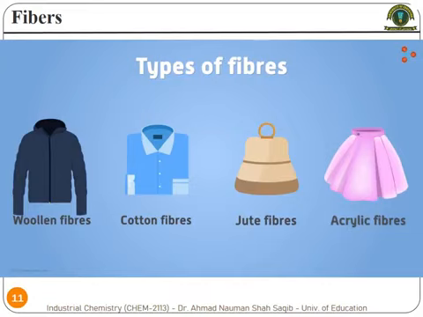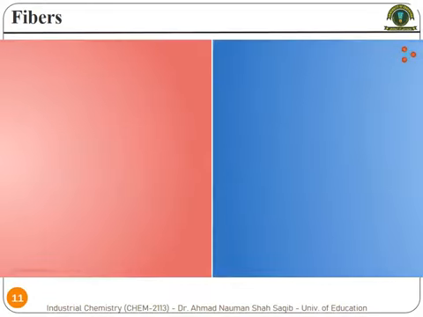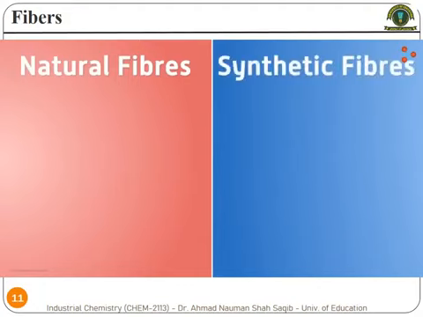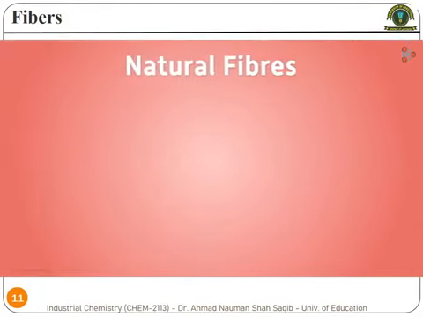For our simplicity, we divide fibers into two major categories. One category is natural fibers and the second category is synthetic fibers. Natural fibers, as the name says, are obtained from natural sources. So what could the sources be? Needless to say, the sources would be both plants and animals. Can we list a few examples of each type?